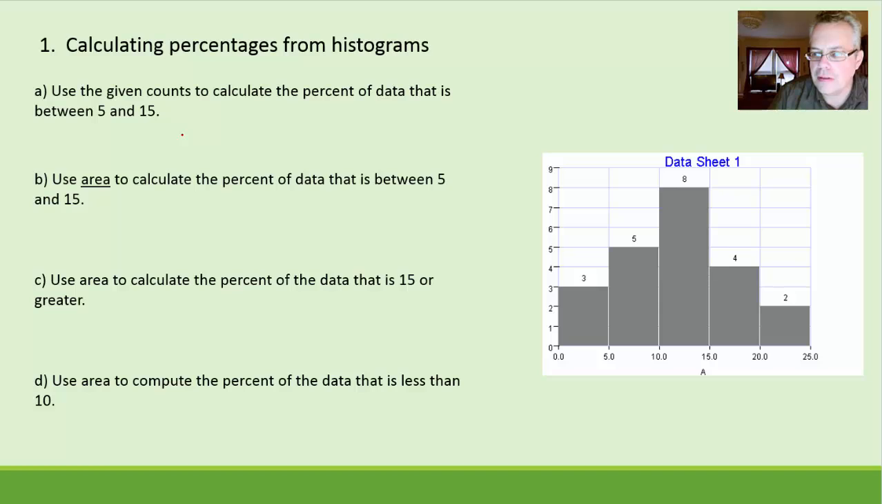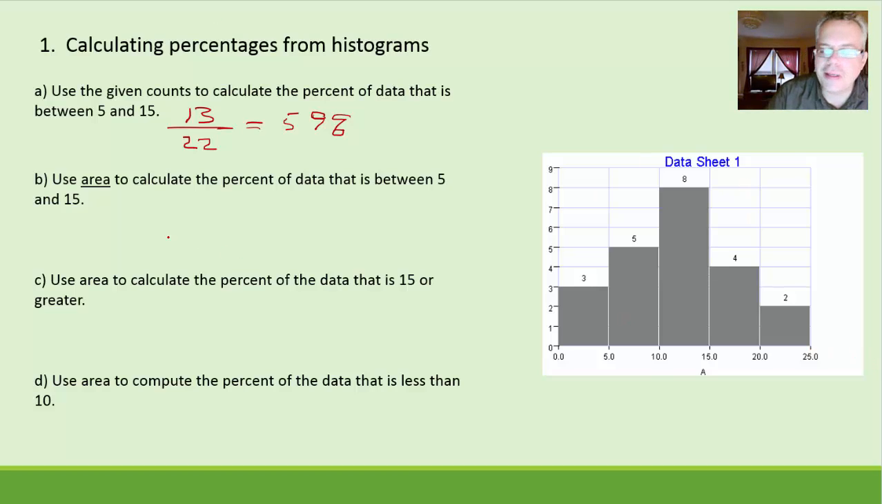Okay, so we see that between 5 and 15, there are 5 that are between 5 and 10, and 8 that are between 10 and 15. So in between 5 and 15, there are 13 values. And if we add up all the values on top of the bars, we see that there are 22 total data items. So 13 out of 22 are in the interval from 5 to 15. And if we convert that to a percent, that's 59%. So this is kind of the more usual way of doing it, just using the totals from the top of the bars and calculating percent.